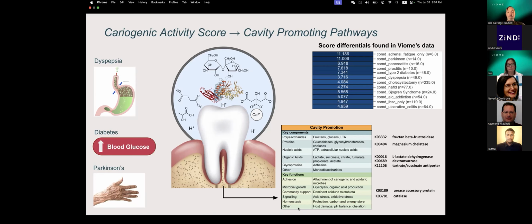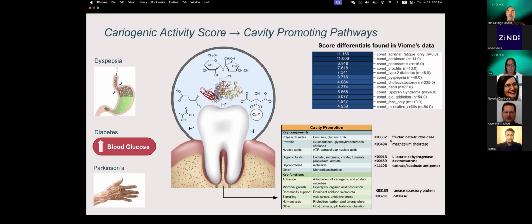These all represent things that have been defined by science that we can latch onto and say, this identifier, for example, K03332, is a fructan beta fructosidase. And these are some of the KEGG or function identifiers that we can latch onto for trying to create signal as we walk through this data set.